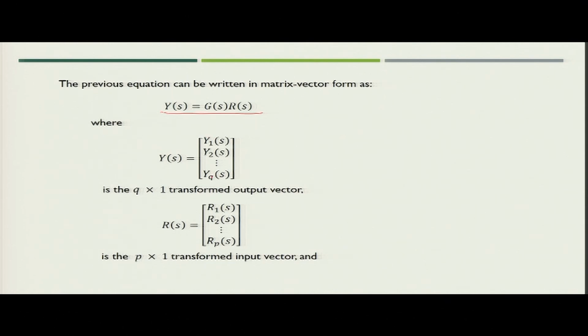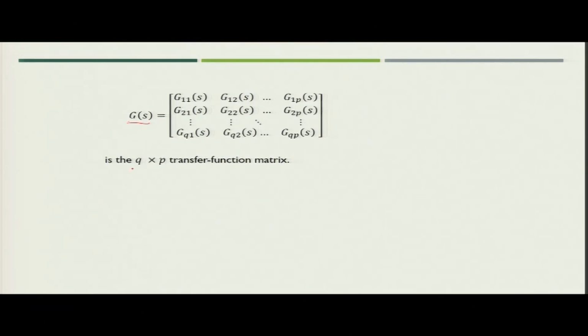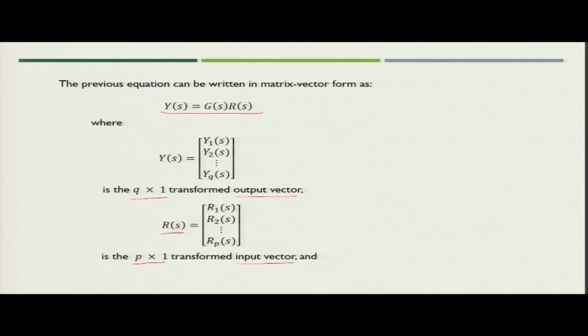What is Y(s)? Y(s) is the vector of outputs, so it will range from 1 to q. That is why Y(s) will be a q by 1 output vector. Similarly, R(s) is the p by 1 input vector. Then what will be the value of G? G will be a q by p matrix having the individual transfer functions relating the inputs and outputs for the number of components we have in the input and output vectors. So, this is how you define the matrix which contains multiple outputs and multiple inputs.